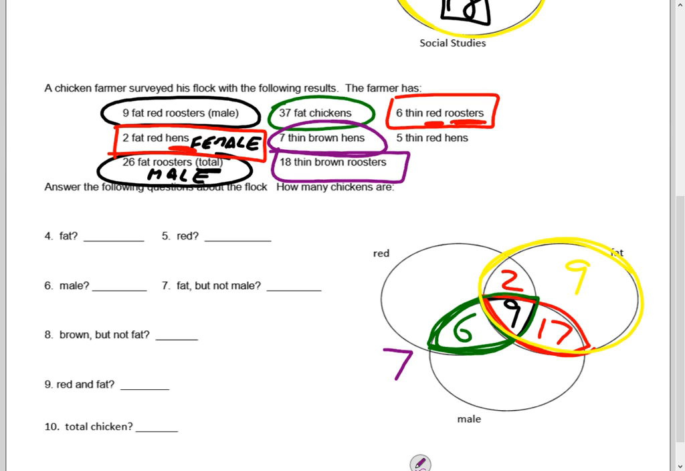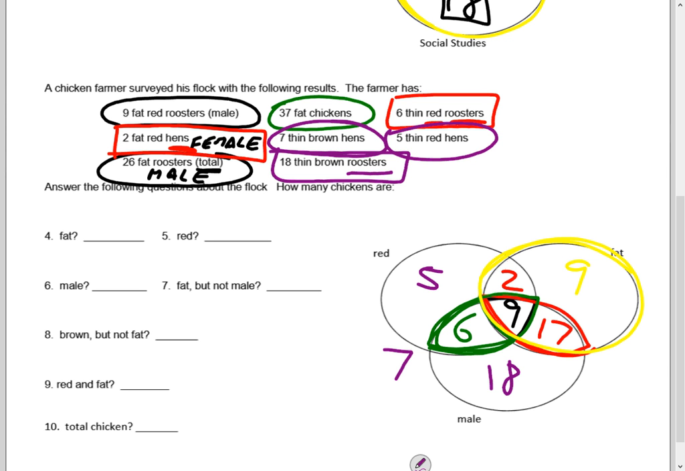But that goes on the inside, not because of thin. That's not a set. Brown's not a set. But male. And they're not fat and they're not red, so the only spot left for those is in that section. And do we have 5 thin red hens? Red's okay. Can't go there because it's a hen. Can't go there because it's thin. So that 5 must go there.